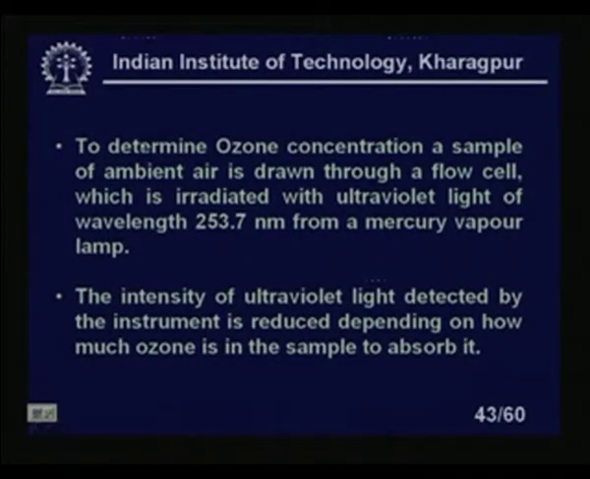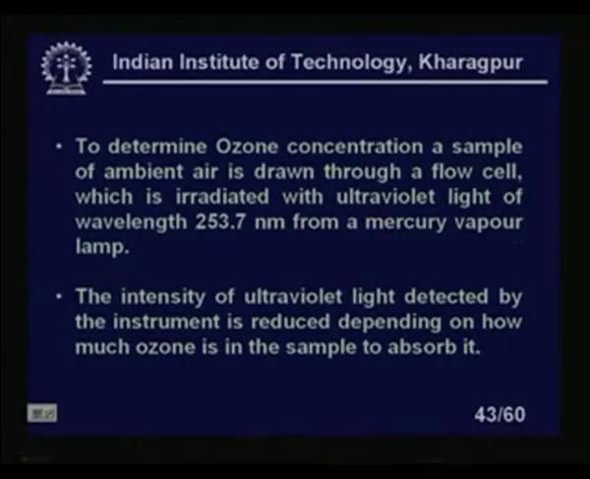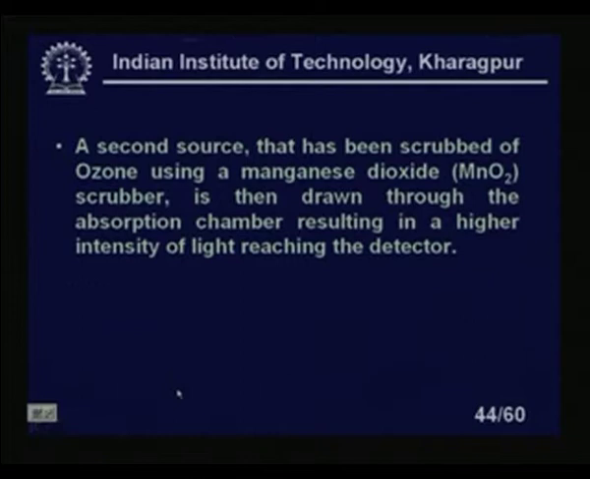The intensity of ultraviolet light detected by the instrument is reduced depending on how much ozone is in the sample to absorb it. Okay, if there is more ozone, obviously it will absorb more, so the intensity will be reduced. If there is less ozone, I will get a higher output. If there is more ozone, I will get less output. So, that is an indication of the concentration.